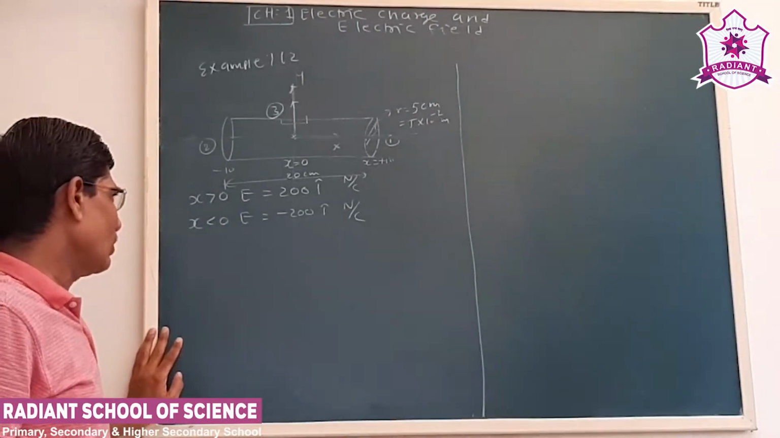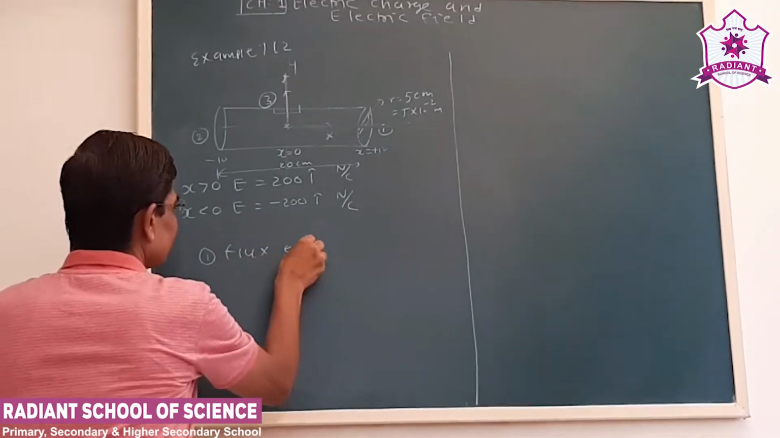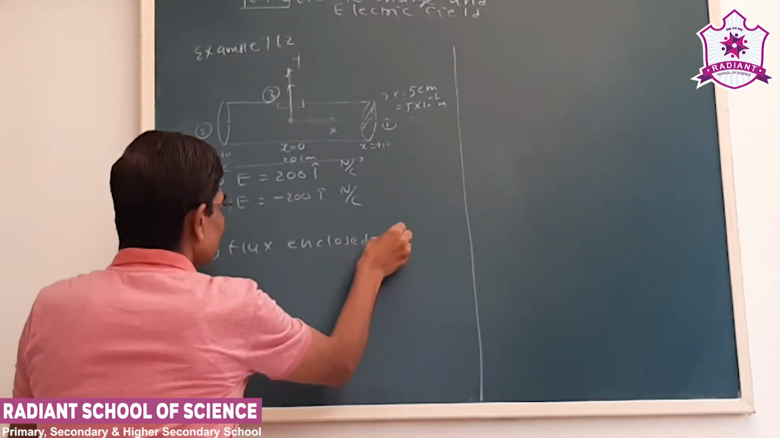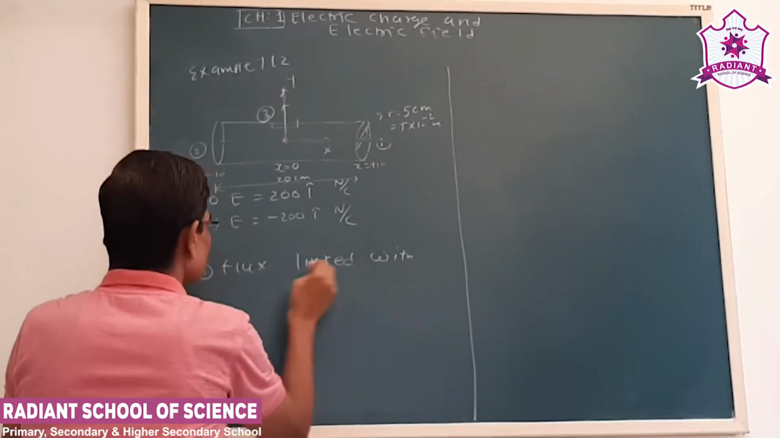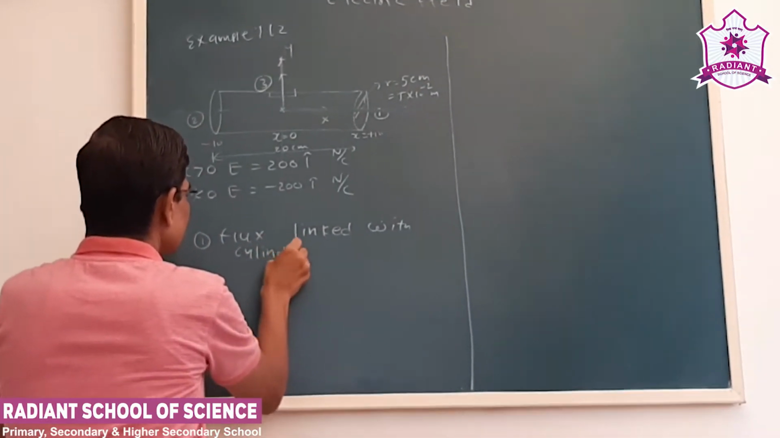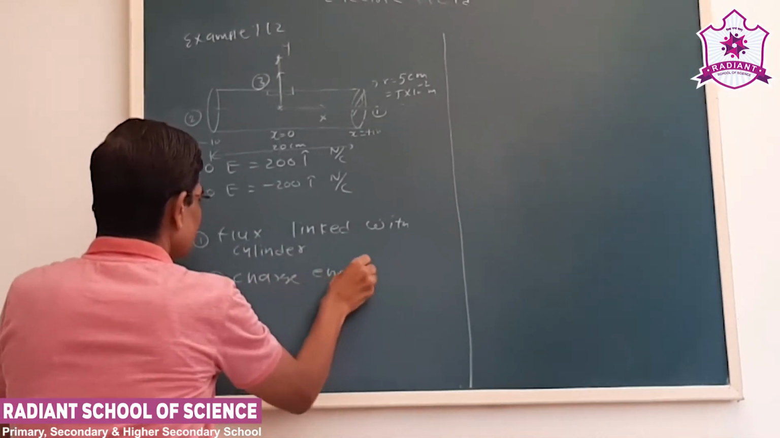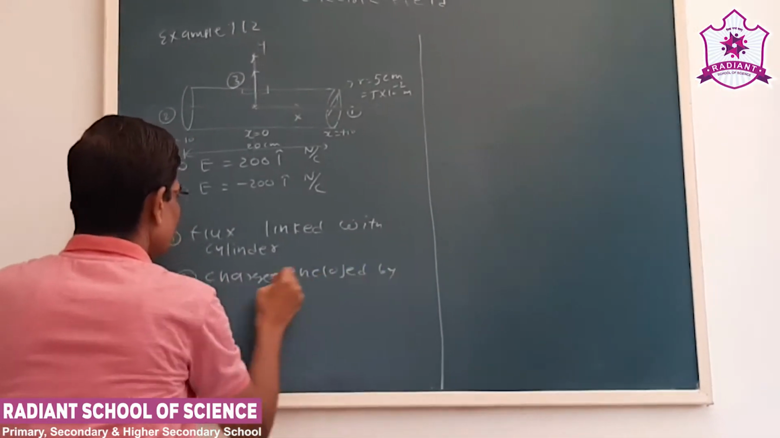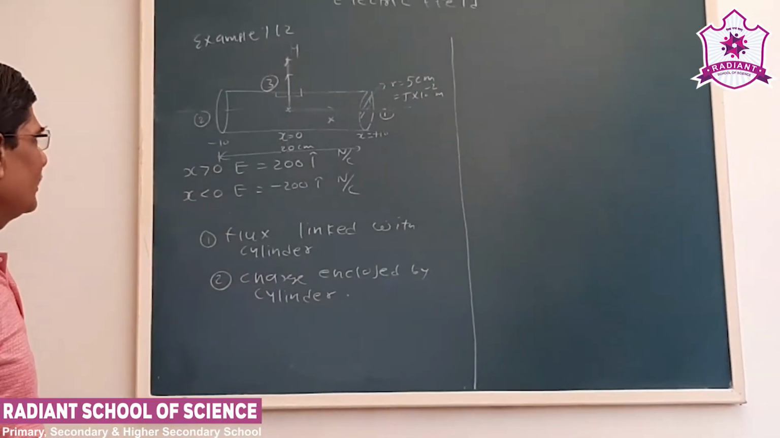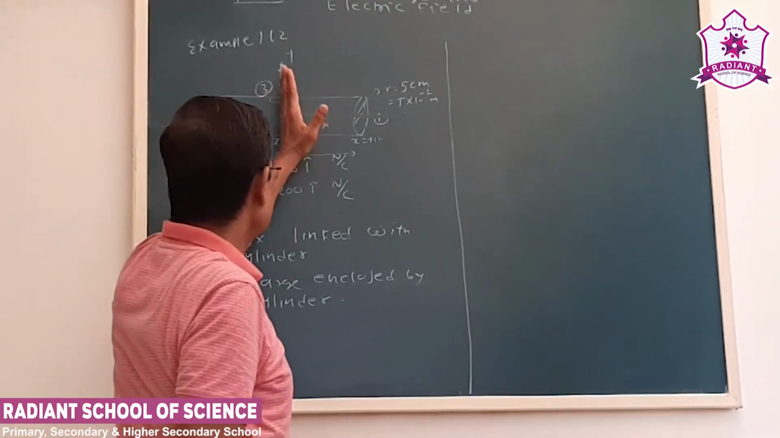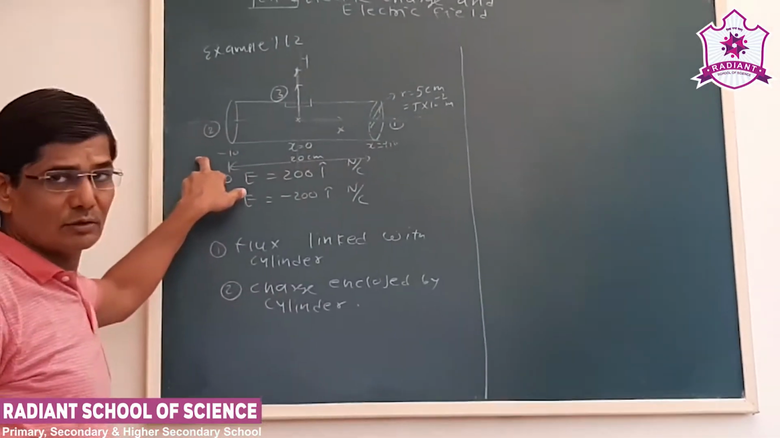See what we have to find out. First, the flux linked with the cylinder, and second, the charge enclosed by it. Okay, now see, this is x is equal to 0. So this will be x is equal to plus 10. This will be x is equal to minus 10.